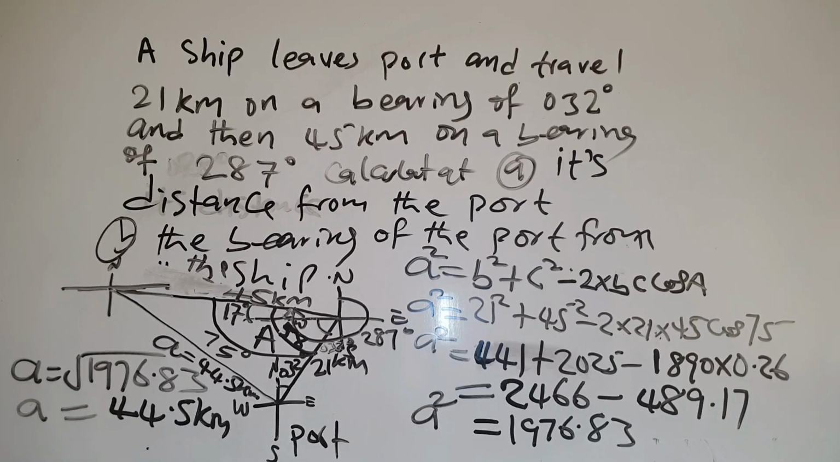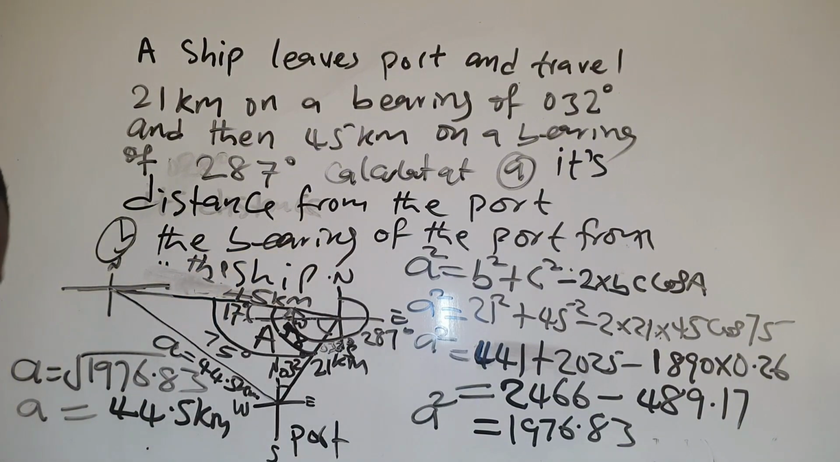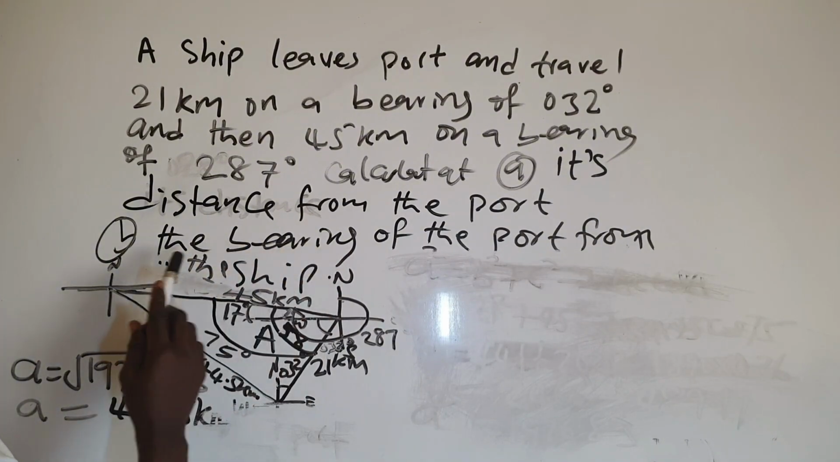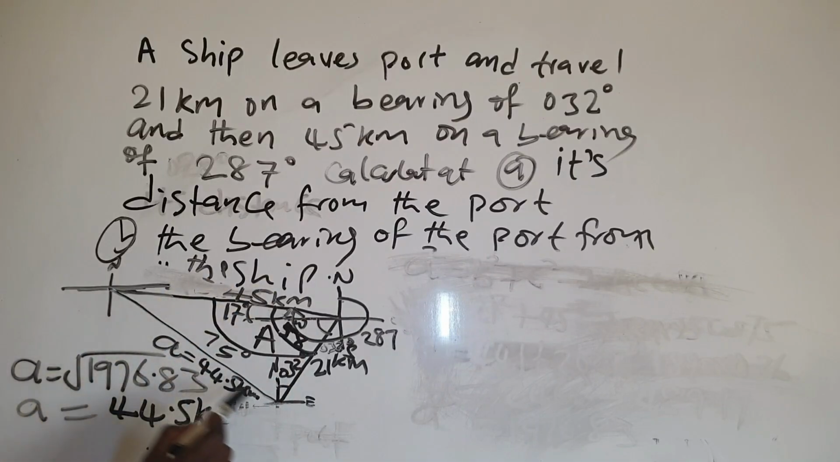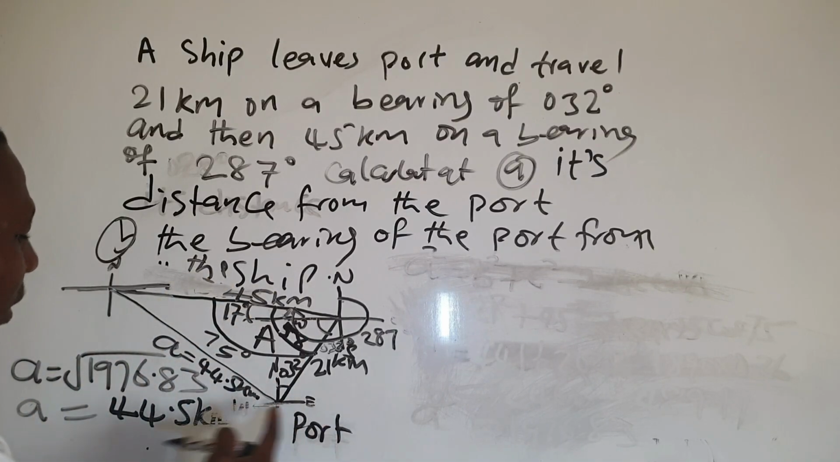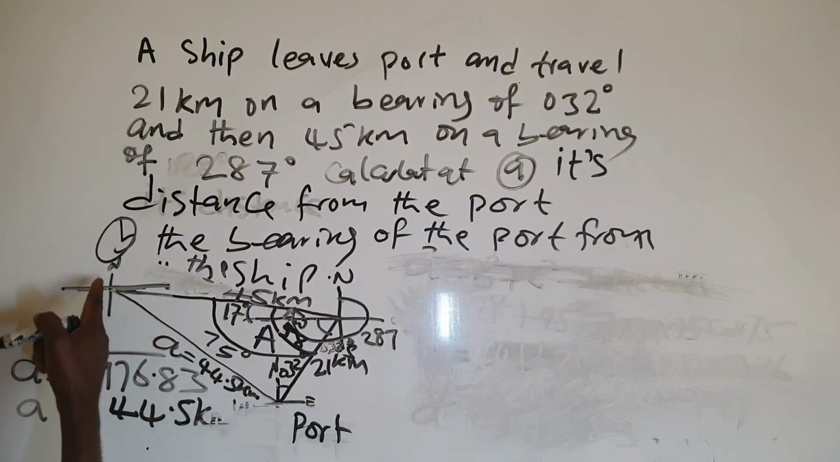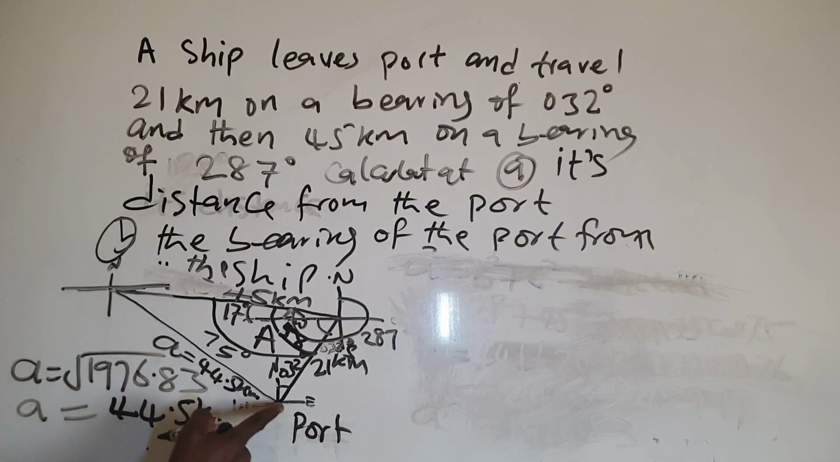All right, now let us look for B, the bearing. He said we should find the bearing of the port from the ship. The bearing, this is the port. Here is the port. The bearing of this port from the ship. This is where the ship is now. So the bearing of this port, so this line is what we use.